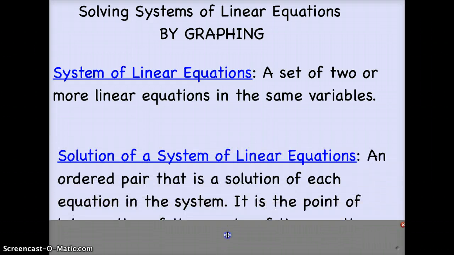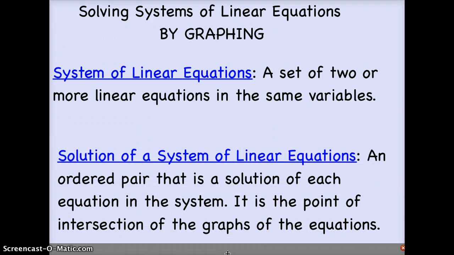The second definition we have is a solution of a system of linear equations. This is an ordered pair that is a solution of each equation in the system. It is the point of intersection of the graphs of the equations. So in other words, if you were to find a point on the graph of the equation, this point will be a solution to both linear equations. Therefore, we call it a solution of the linear equations.